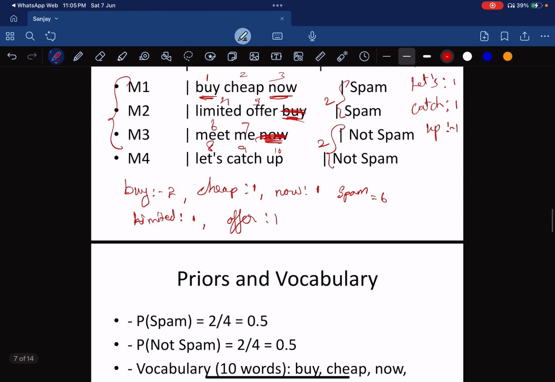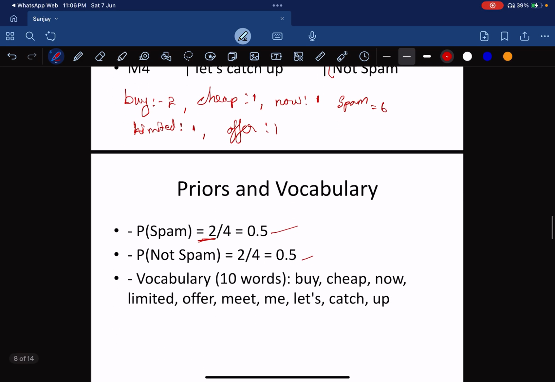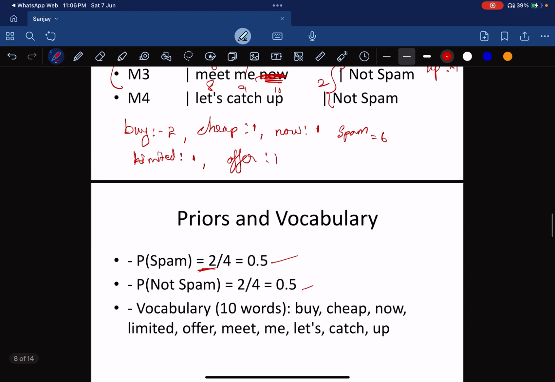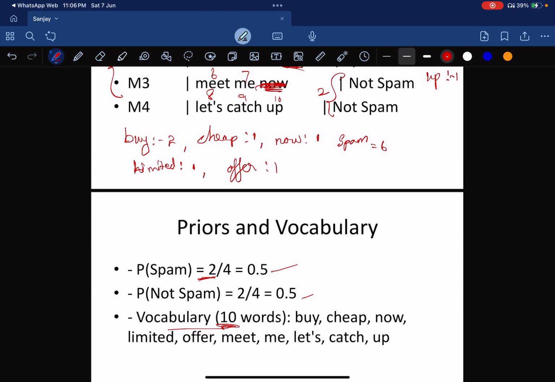So the formula will be the number of spam messages divided by the total number of texts. Similarly, for the not spam class, the number of not spam messages divided by the total number of messages in the data. That is 2 over 4, so 0.5 and 0.5. As I told, the vocabulary is 10 words: buy, cheap, now, limited, offer, meet, me, let's, catch, up.